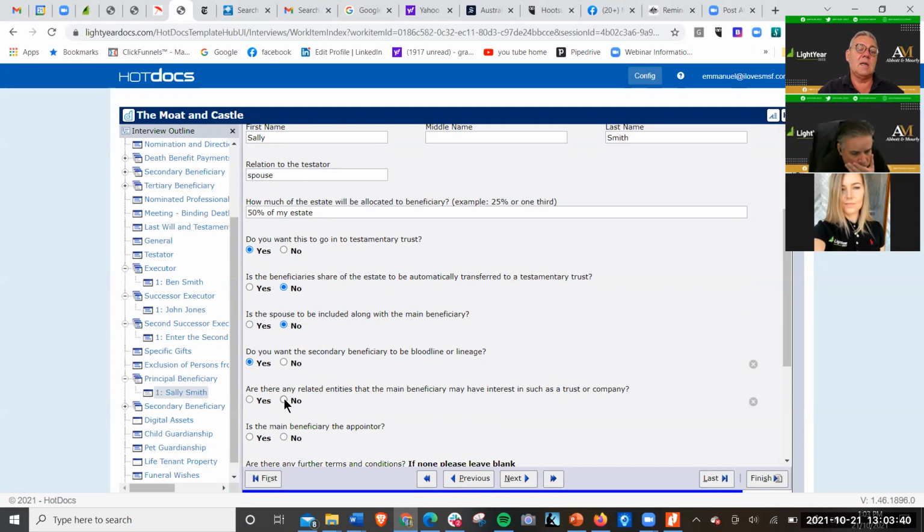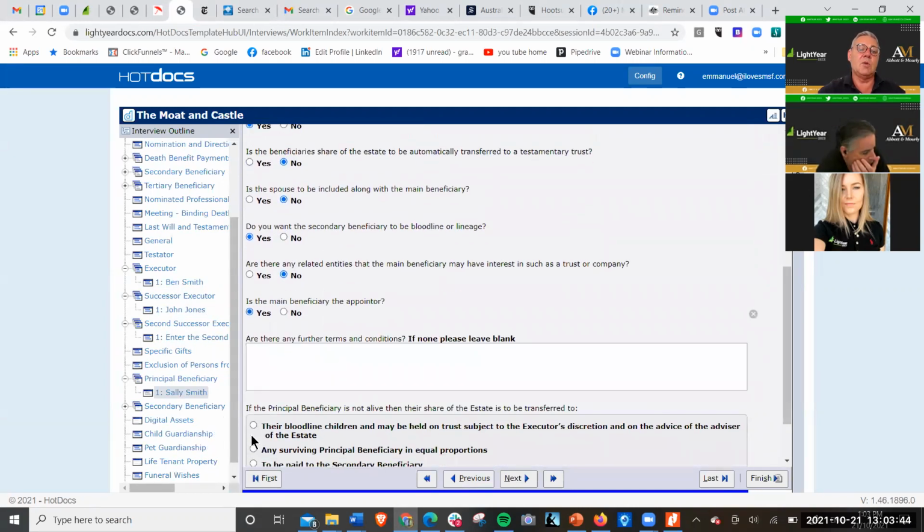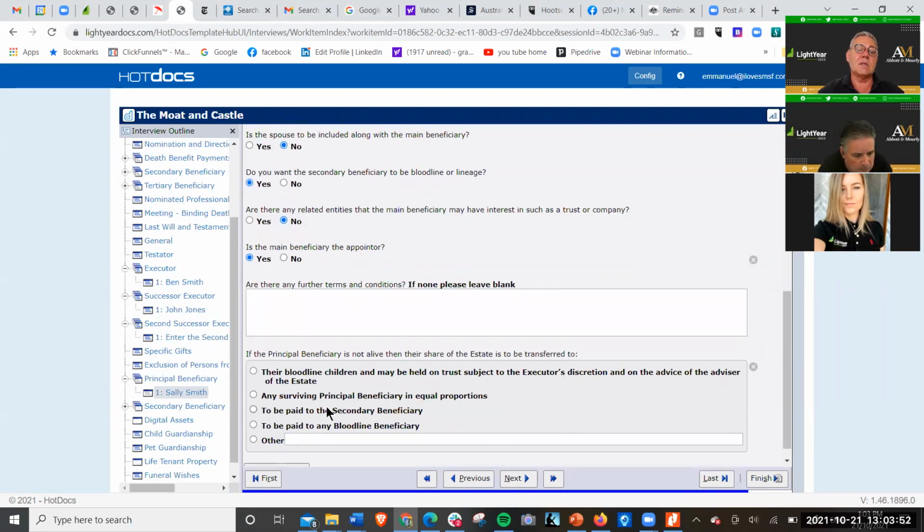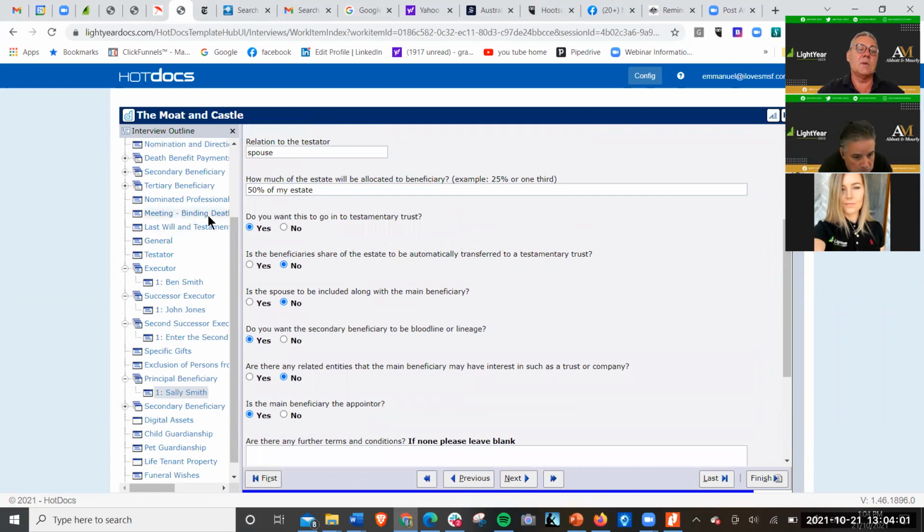Are there any other related entities? No. Is the main beneficiary the appointor? Yes. Then I can put in other terms and conditions there. If the principal beneficiary is not alive, their share of the estate is to be transferred to, basically we could do again the secondary beneficiary there. Now, what I'll do is I'll make this 100% of my estate.